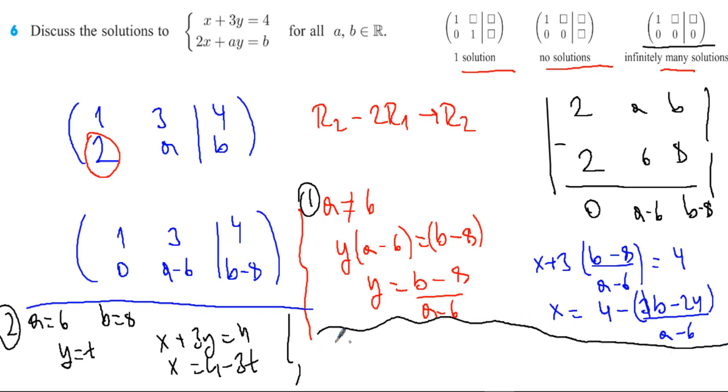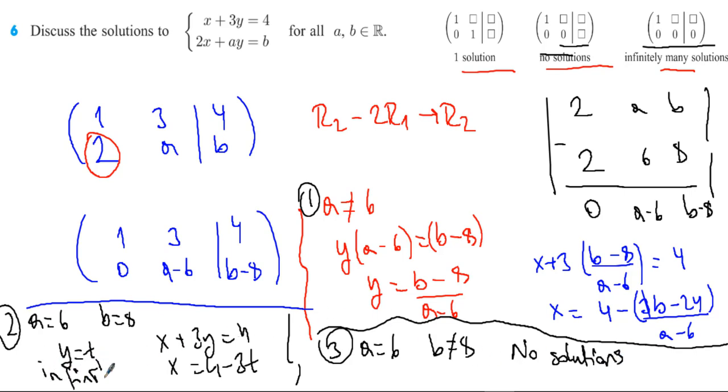And the last case, the third case, is when a equals 6 and b is different than 8. So we consider all the cases. In this case, we won't have a solution because they are parallel lines. So we will have no solutions for this one. They are parallel here, infinitely many here, and here we have unique solutions.